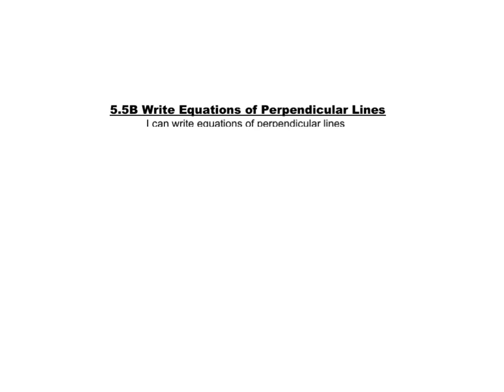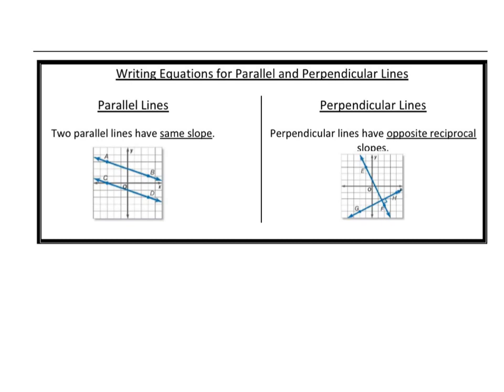In this lesson, we're going to write equations of perpendicular lines. All right, so let's review what we know about parallel lines. Remember that we said that parallel lines have the same slope. In line AB, it has a negative 1/3 slope, and in line CD, it also has a negative 1/3 slope. Where perpendicular lines have the opposite reciprocal slope.